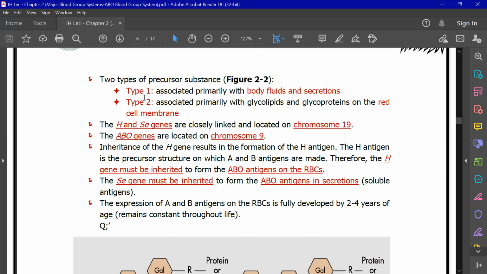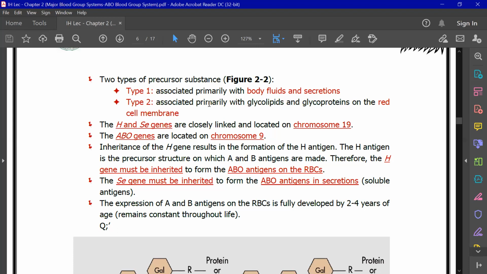So anong pinagkaiba nito? When we say type 1, the type 1 precursor substance or the type 1 paragloboside, this is associated primarily with the formation of your soluble antigens. Okay, associated primarily with body fluids and secretions, meaning this type of precursor substance is responsible for the formation of your soluble ABO antigens. Naintindihan? And your type 2 naman class, this is associated primarily with the formation of your red cell antigens.